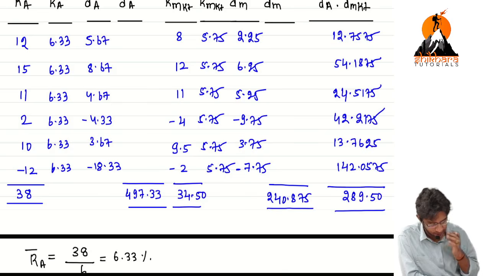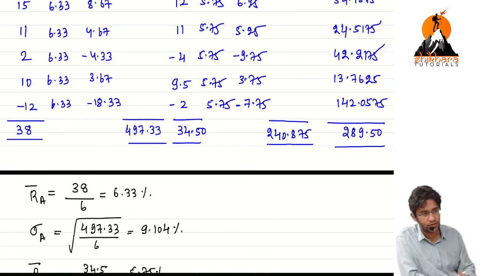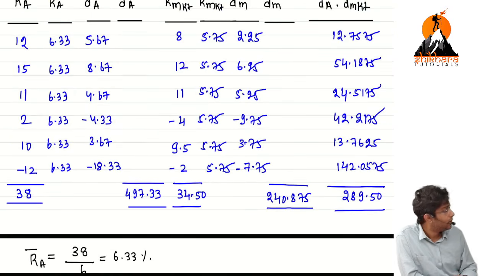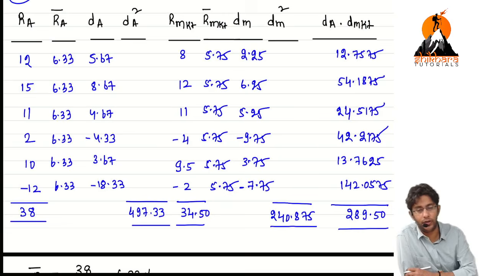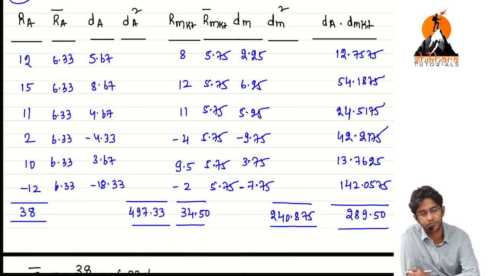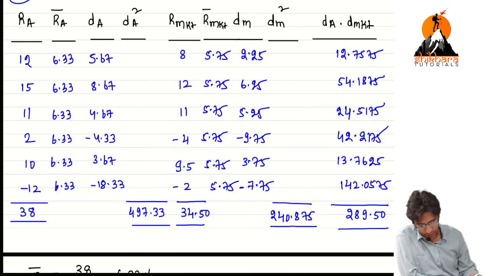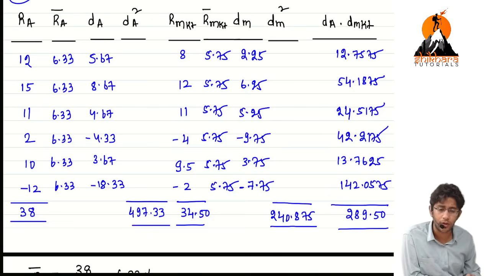$289.5. Check once. Same answer? Well, this is not covariance. You have to average it. Summation of deviations divided by n. 6 observations, divided by n. If you do, you will get covariance.